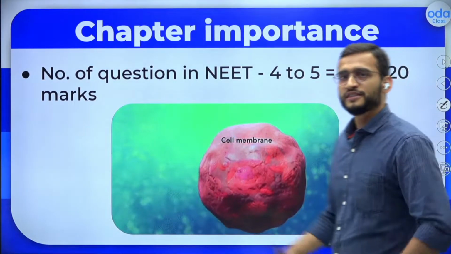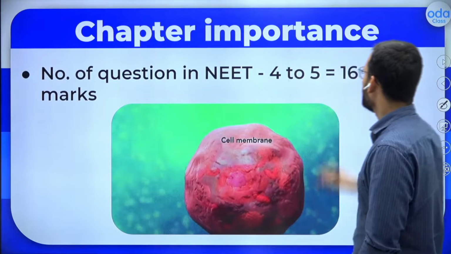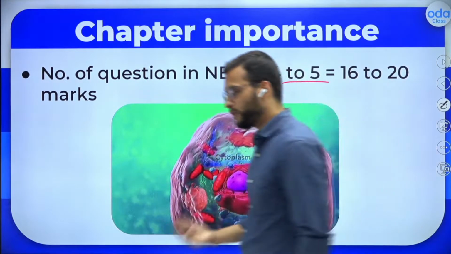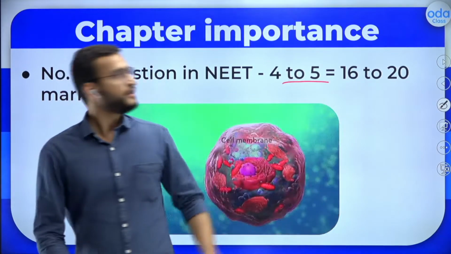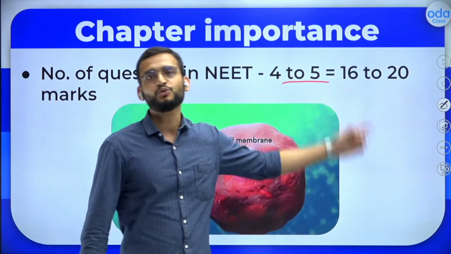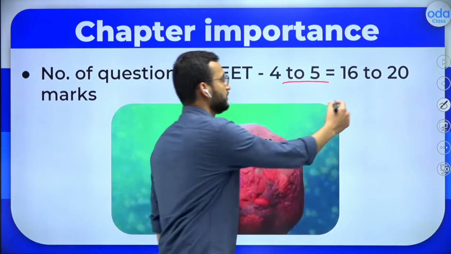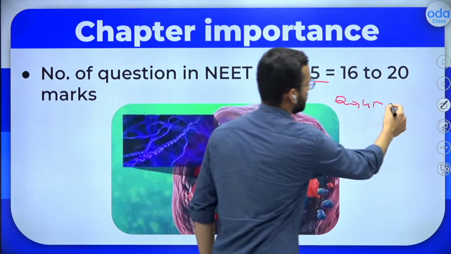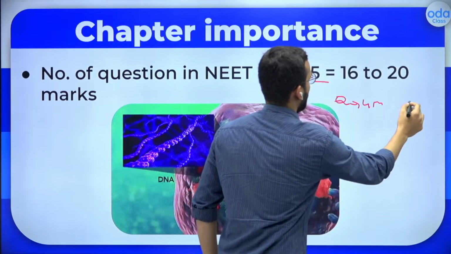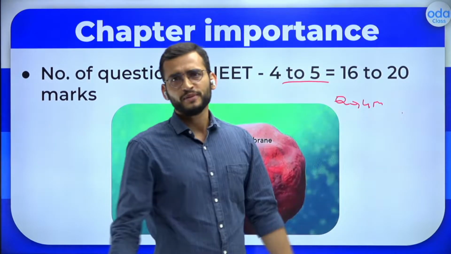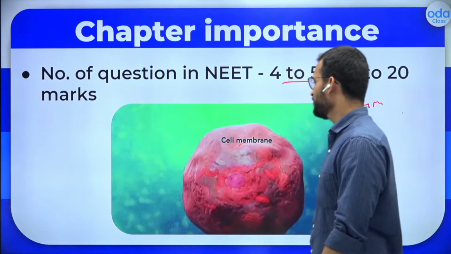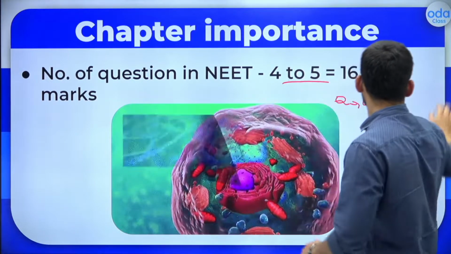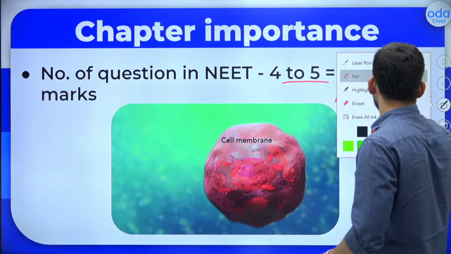So if I talk about the chapter importance, you have around 4 to 5 questions coming in the NEET exam. That means you have a chance to score 16 to 20 marks, because each question, it carries how much? 4 marks. 4 marks in your NEET examination. And this is a very easy chapter, and you can easily earn those 16 to 20 marks if you're preparing very well. So let us begin.